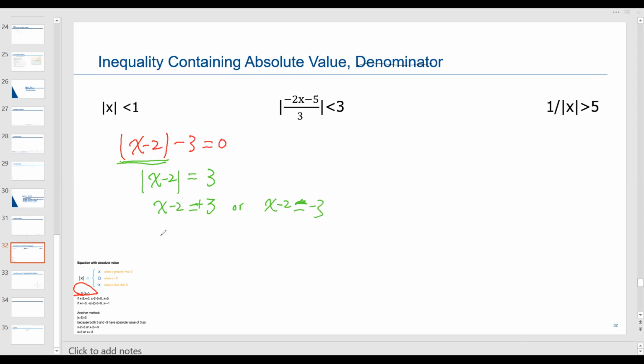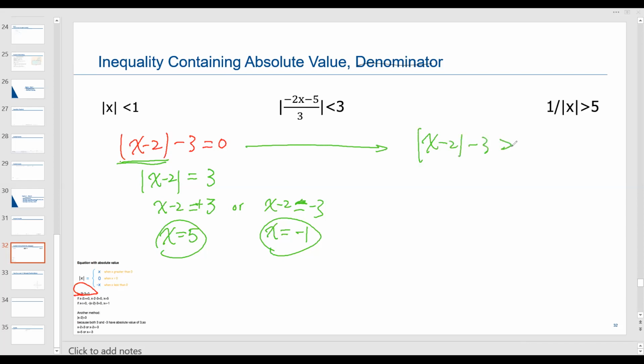Earlier, did we talk like this? So x can be, both sides plus 2, 5, or -1, right? We have two answers earlier. Now with this one switched, say |x - 2| minus 3 greater than 0. What can we do? We do the same process. We consider this one, both sides plus 3, so you can get greater than 3, right?